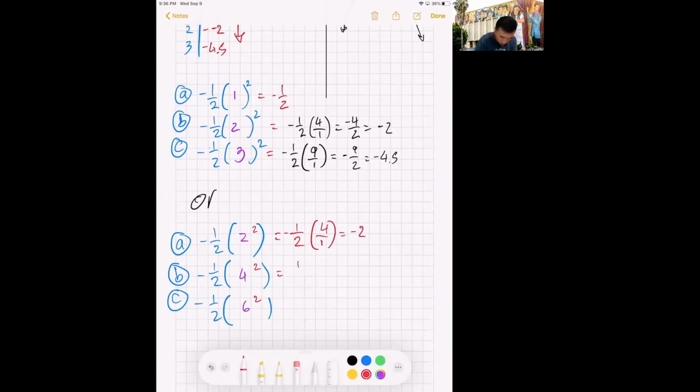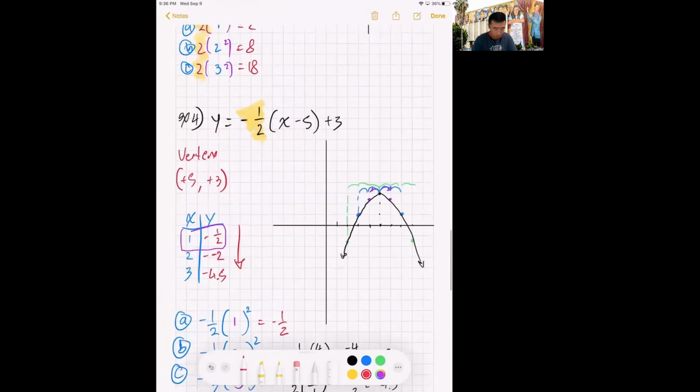Over here it goes negative 1/2 times 16/1, which gives me negative 8, right? So you end up with bigger numbers. That's the only thing. 36/1 gives me negative 18. So you just end up with big numbers. You have to go 3 steps or 6 steps and then 18 steps down. So just use the ones on top. It's fine. Okay.